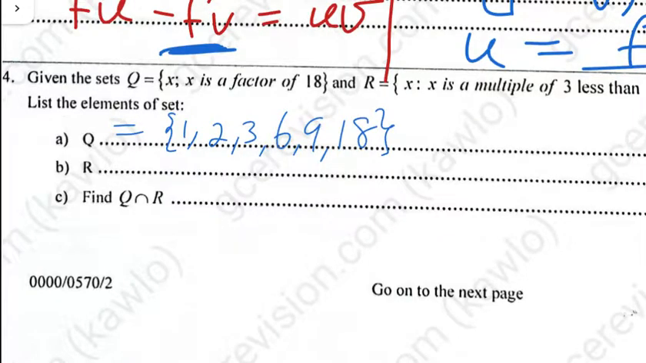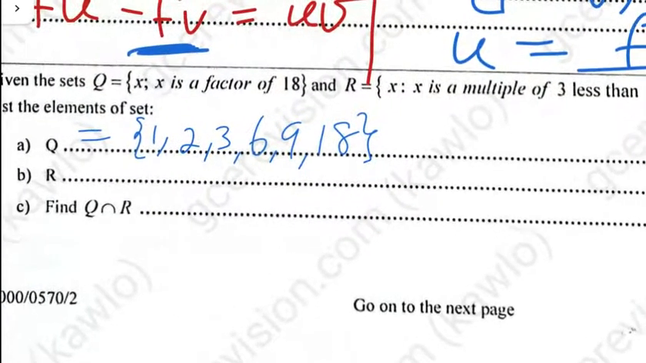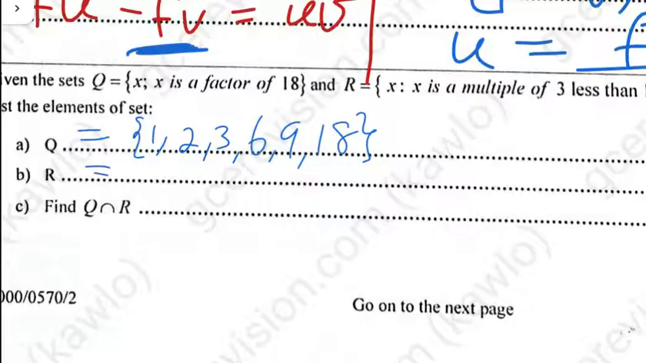What are the multiples of 3 less than 18? So multiples of 3 less than 18 will have 3, 6, 9, 12, and 15. Because they said less than 18, so we are not getting to 18.